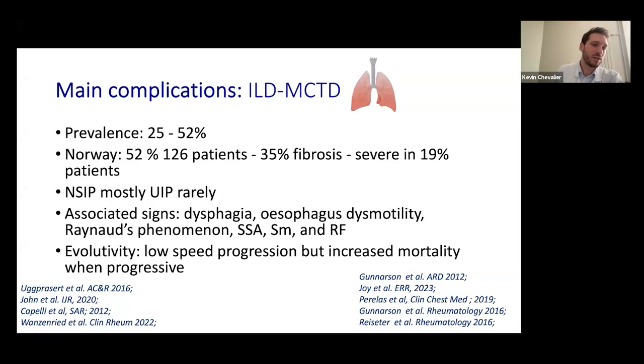Some signs are associated with the presence of interstitial lung disease in MCTD patients. These are the presence of dysphagia, esophageal dysmotility, Raynaud's phenomenon, anti-SSA antibody or anti-Sm antibody, and rheumatoid factors. The evolutivity of ILD in MCTD patients is quite low, but as you know, it increases the mortality of these patients when the ILD is progressive. Next slide, please.